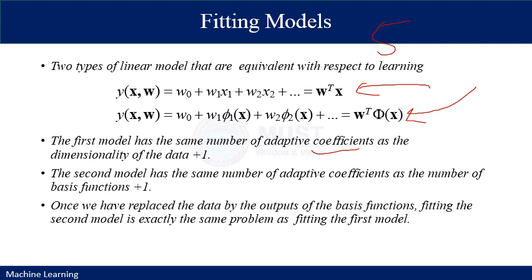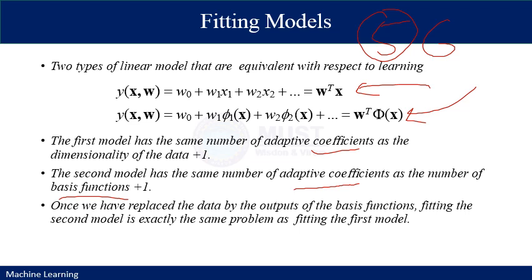So our first model will result in 6 coefficients: 5 for input feature attributes, and the sixth term for the bias. However, if we employ a more complex model, which is the second model in this case, it has the same number of adaptive coefficients as the number of basis functions.